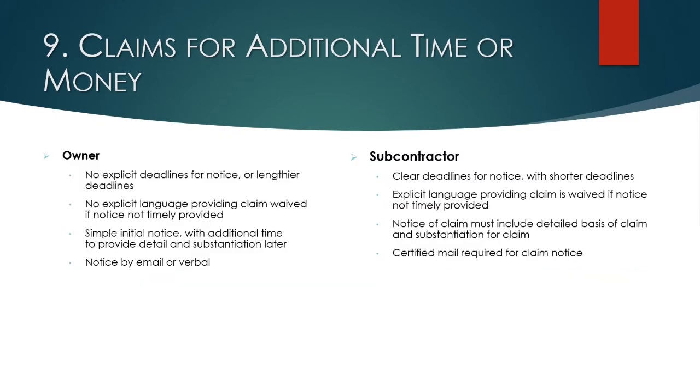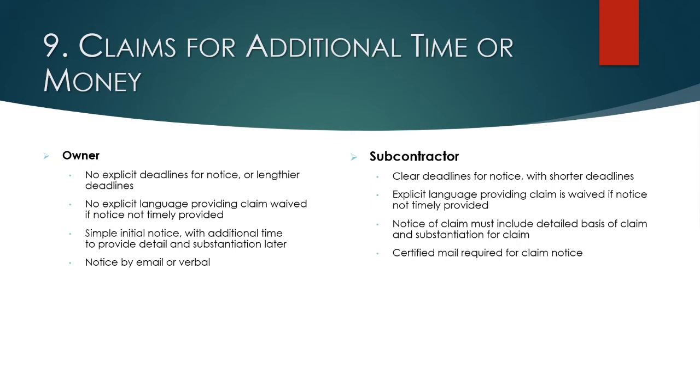In your prime contract, you don't want to tie yourself down to tight deadlines. Ideally, you have no deadlines on when you can bring your claim. You don't want language that waives your claim if you don't provide timely notice. And you want your notice to be very simple, and you want it to be verbal or in writing. An email, a meeting, a phone call, any of these things where you told the owner that whatever occurred could result in a claim for money or time.